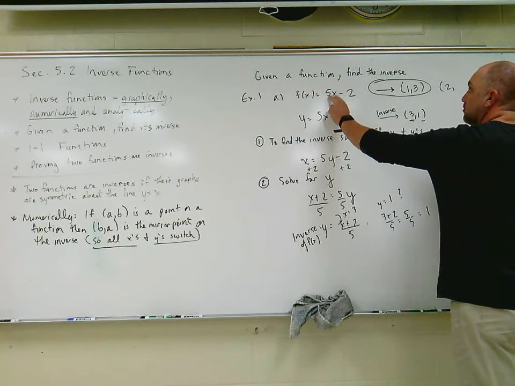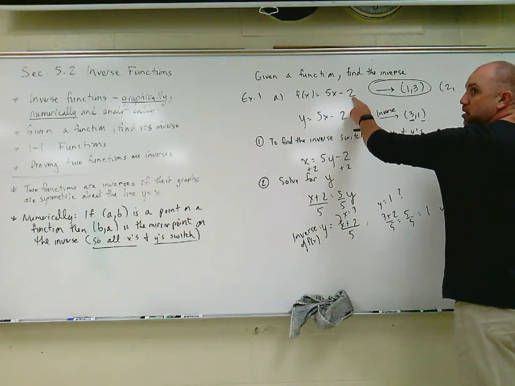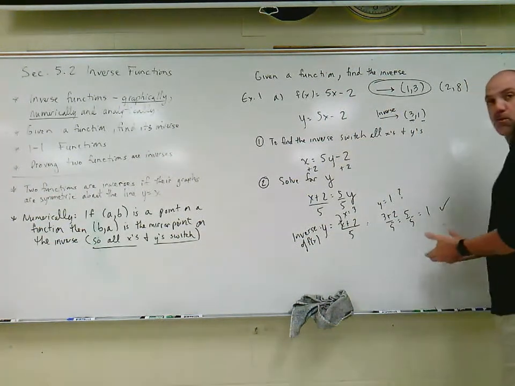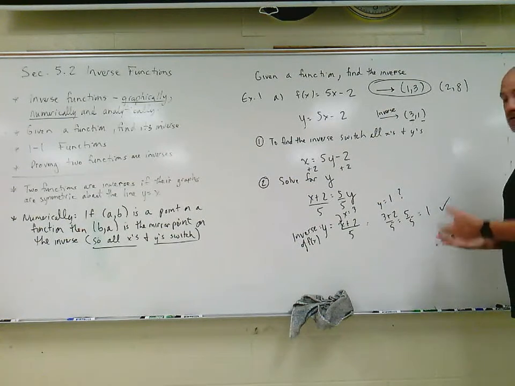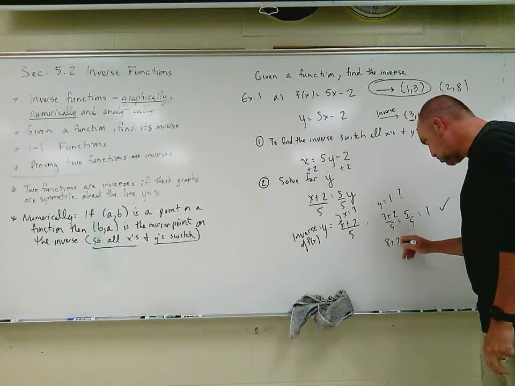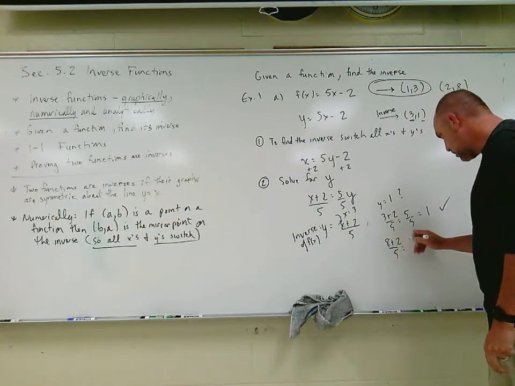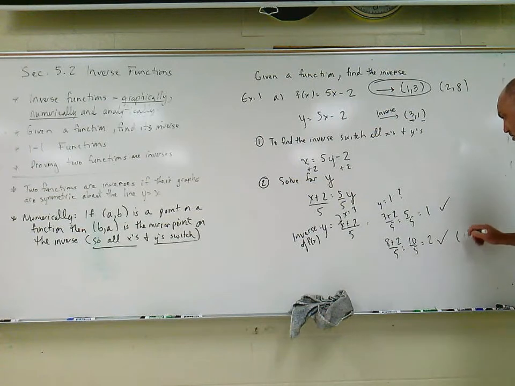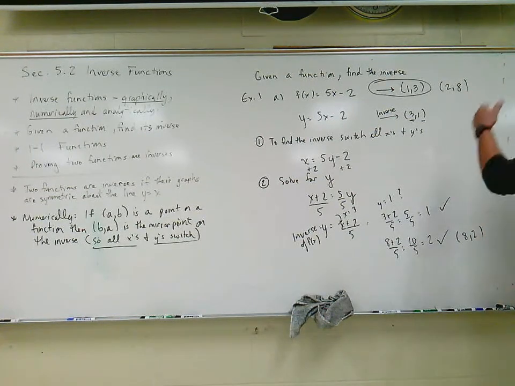I don't get 5. Guys, come on. You do 5 times 2, and then you subtract 2. 8. Therefore, what should be a point over here? So let's see. If I plug in an 8, 8 plus 2 over 5 is 10 over 5, which is 2. So yes, this has the point 8, 2. Okay? And that's just a way I can double check.